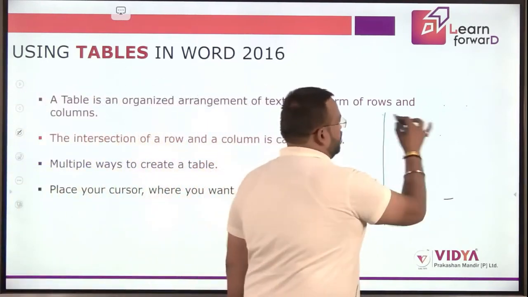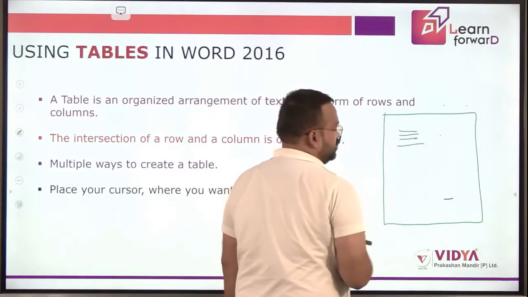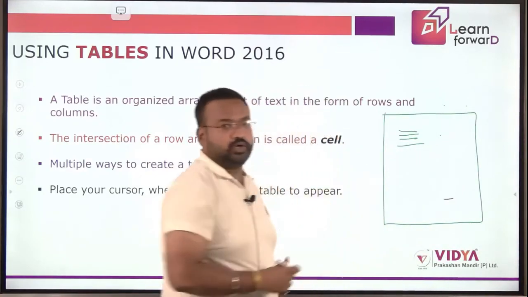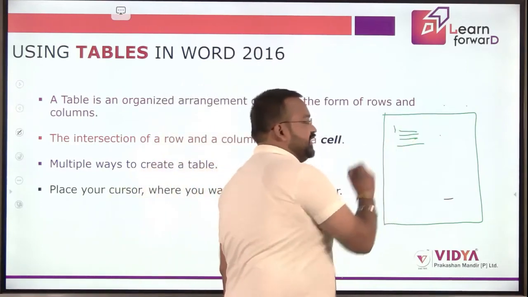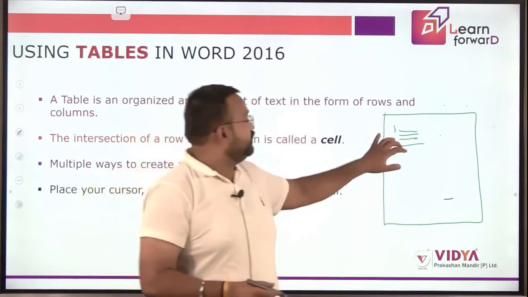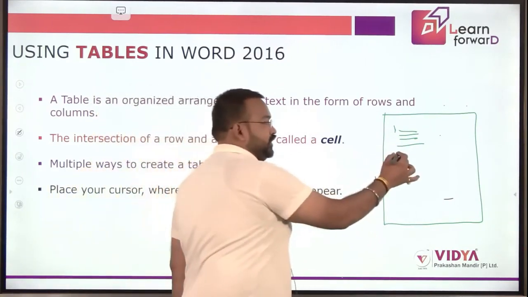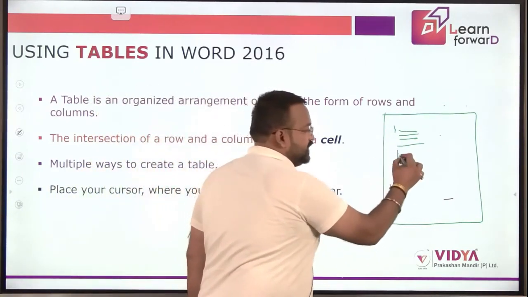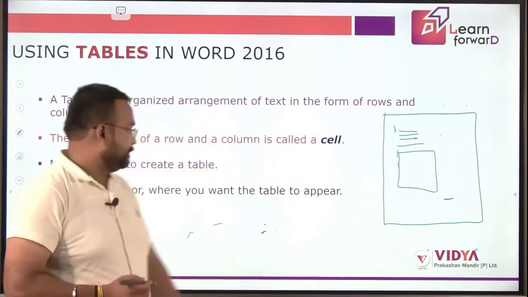Suppose this is your Word document. You have written some text over here, and then thereafter you want to insert your table. But if your cursor is at this place, your table will be inserted over here. So what you have to do is take your cursor to the place where you want it, and then insert your table. Okay.